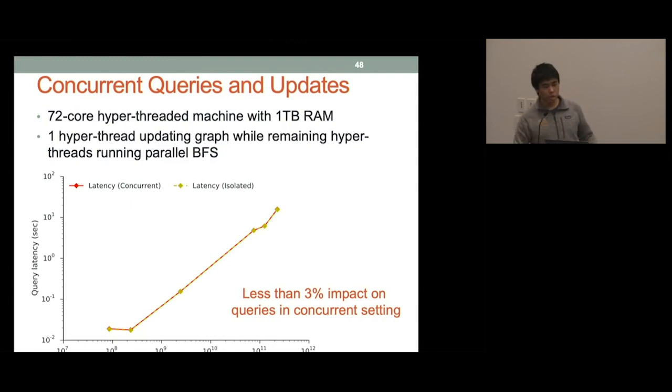We also ran this experiment where we had more threads doing the updates and fewer threads doing the queries, and the latency was basically just proportional to the number of threads that were doing queries. So this shows that the fact that we're updating the graph at the same time doesn't really affect the performance of any queries that are executing.